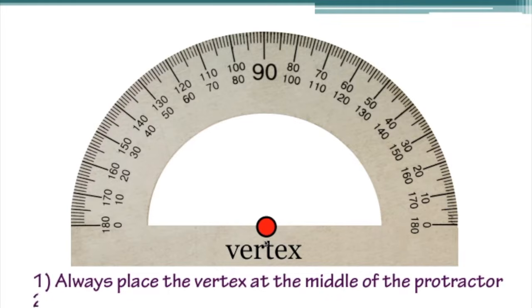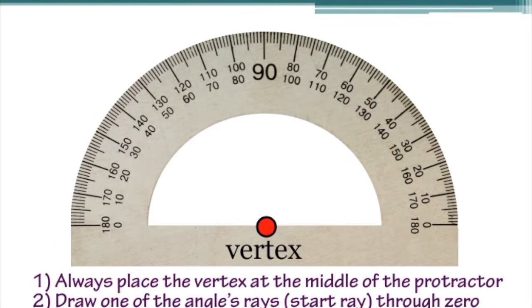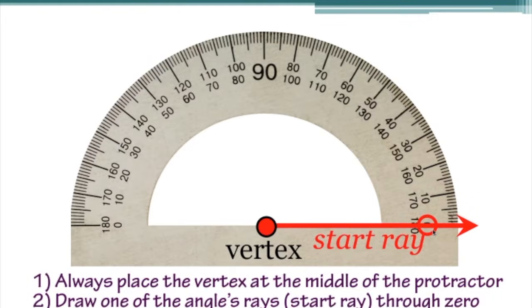And then step 2 is to draw one of the angle's rays, which I like to call the start ray, through 0. So let's draw our start ray, our first ray all the way across the protractor through 0. Remember, that's our start ray because we made sure that we put it through 0. And that's really important because there's two zeros on our protractor. Since we went through this 0, then we start where those numbers go up from 0. That means we'll go from 0 to 10 to 20.